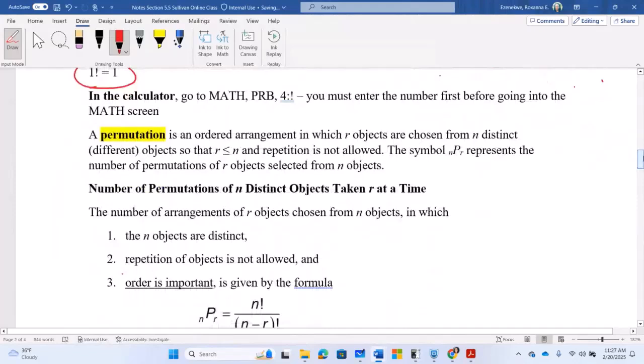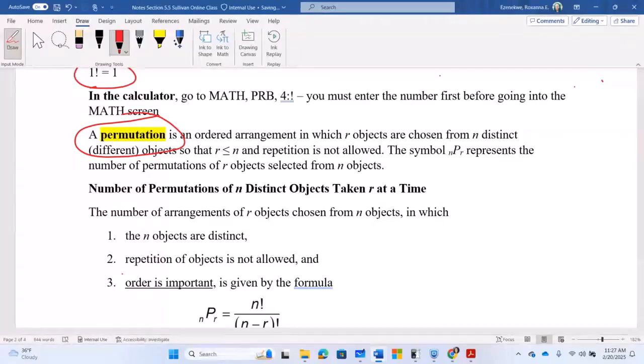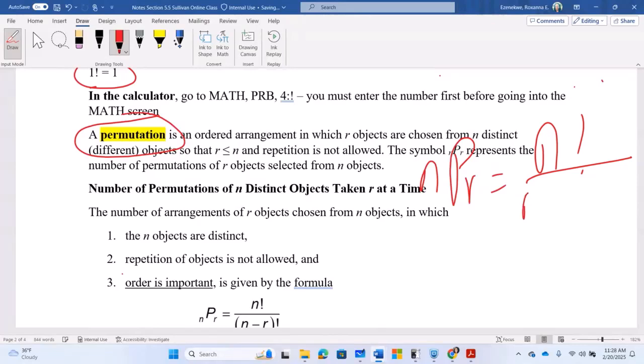We have already talked about that. The next thing is permutation. Another counting principle is permutation. We already said multiplication is one of them, and factorial is one of them. Another one is permutation. Permutation can be written like this. Suppose I have n objects, n permutation r objects. The formula is n factorial over n minus r factorial.